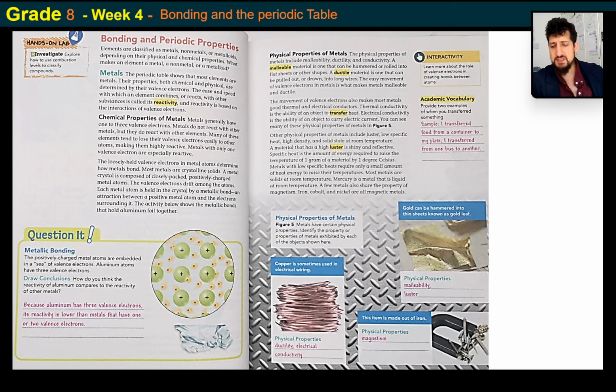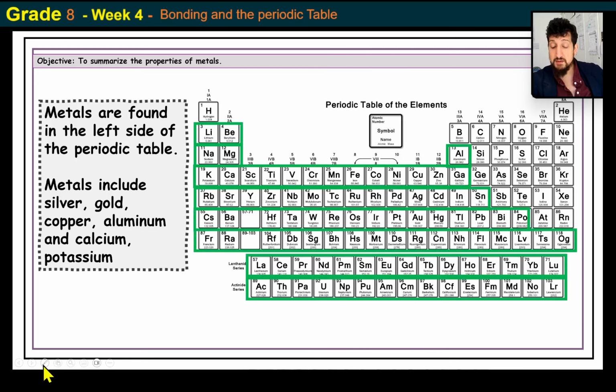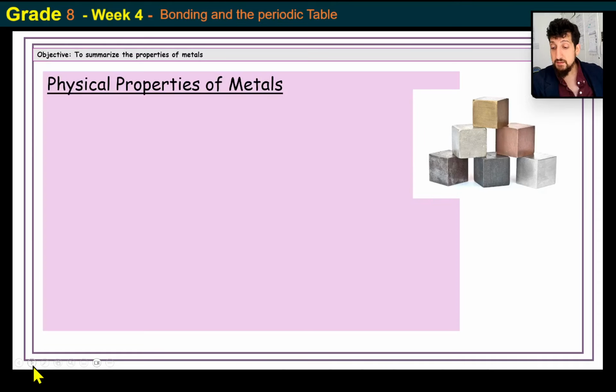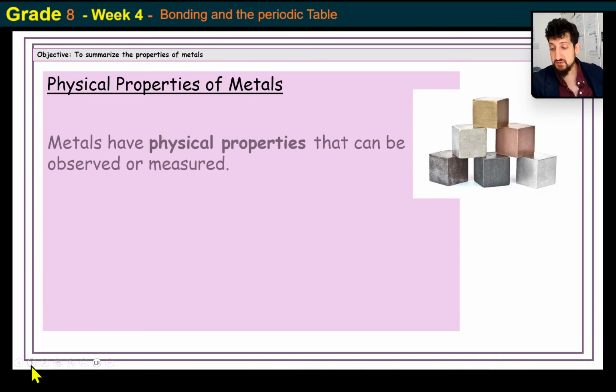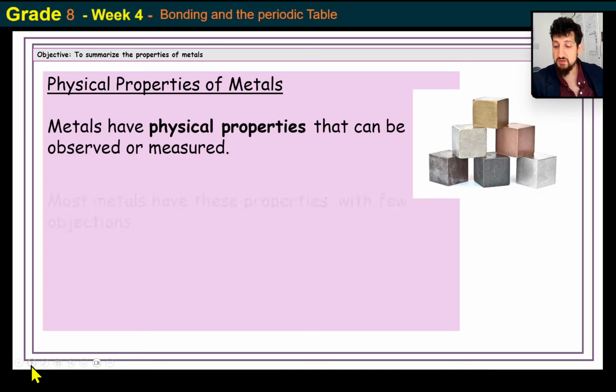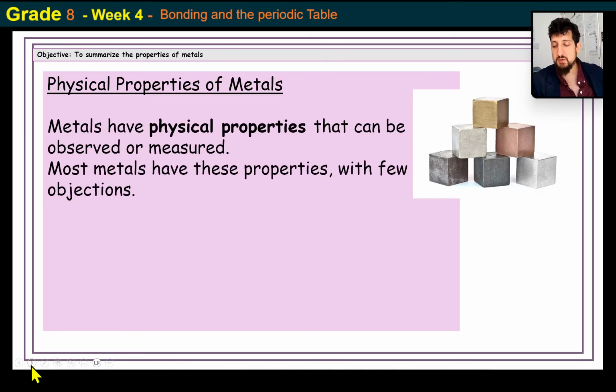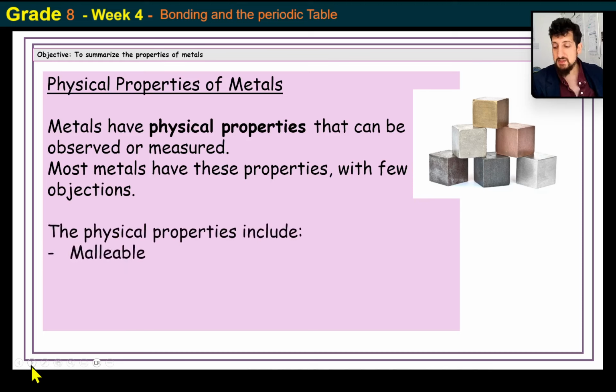Let's talk about properties of metals and nonmetals. And this should be revision for the most part. Here are the metals. Metals are on this side of the periodic table and they're in green. Some physical properties of metals. Most metals have these properties with few objections. There's always an objection, isn't there? The physical properties include malleability. Malleable means it can be hammered into shape.